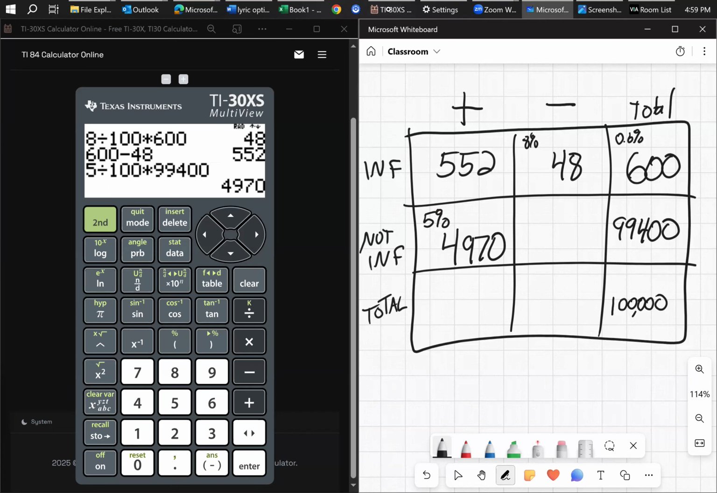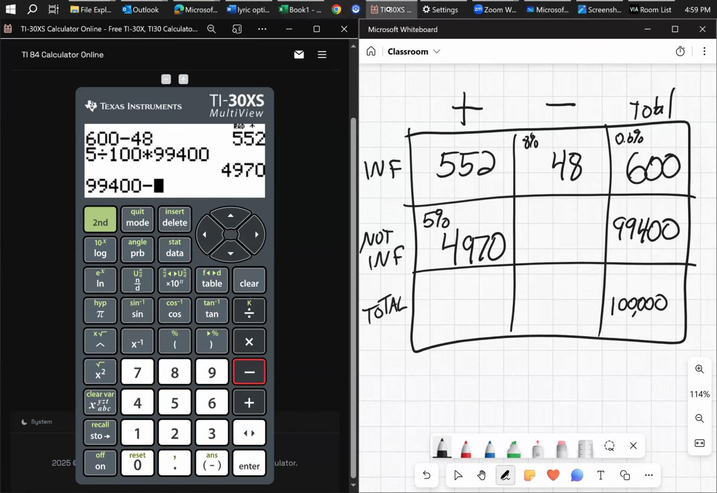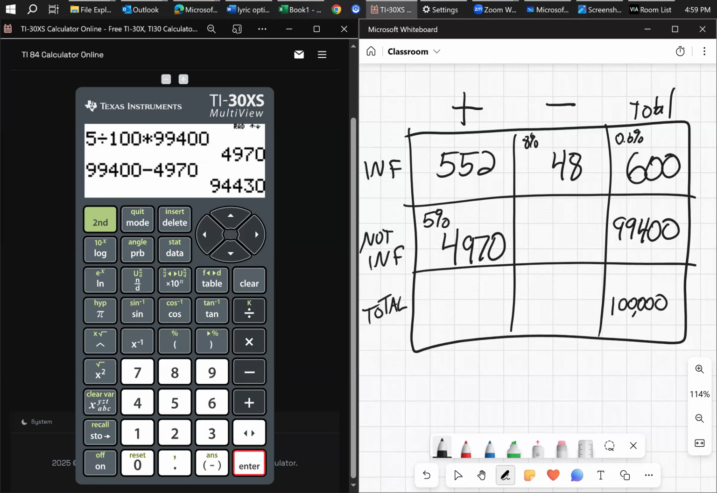We can subtract those from the total that were not infected to find out how many people got a true negative. 94,430 people were actually not infected and got a negative test result.